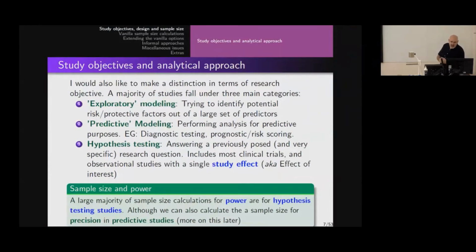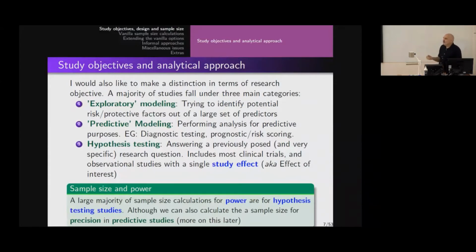The other thing I would like to talk about is the study objective itself. There are three main reasons we tend to do primary data studies. The first are exploratory studies. These are the what are studies. We're trying to identify potential risk or protective factors out of a large set of predictors. So in other words, what are the risk factors for type 2 diabetes? We could collect 20 or 30 exposures and see which ones are actually associated with type 2 diabetes. The second is predictive modeling.